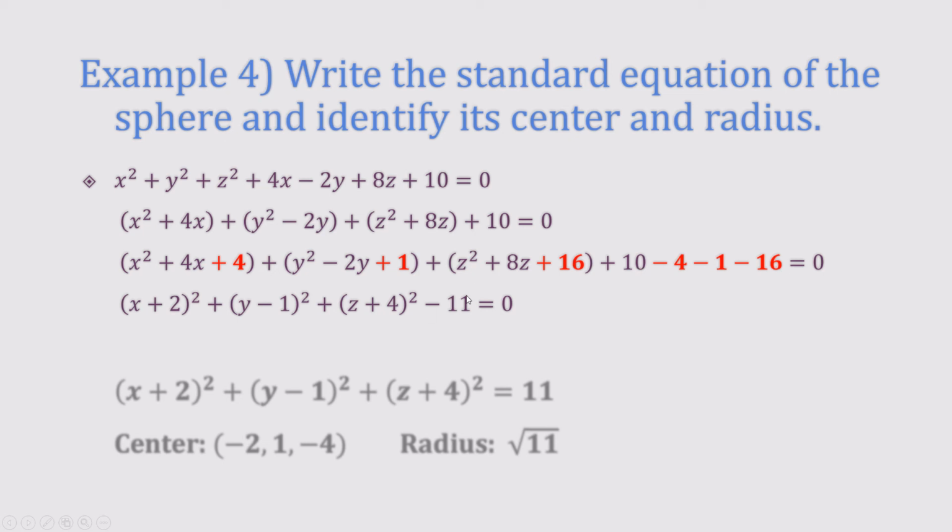The last thing we're going to do to get this in standard form is to get our squared terms on one side, get the number term on the other side. So if we add 11 to both sides, the equation of our sphere in standard form is (x + 2)^2 + (y - 1)^2 + (z + 4)^2 = 11, which means our center, the opposite of each of our numbers in our parentheses, is going to be (-2, 1, -4). And since our equation is equal to r squared, if r squared is 11, then our radius is the square root of 11.